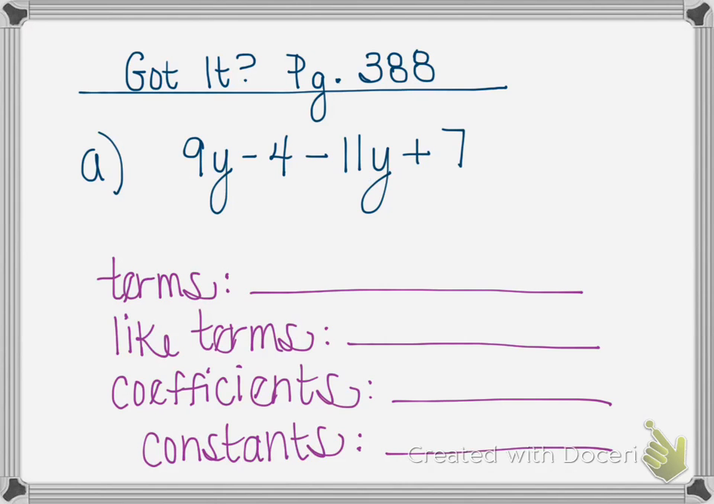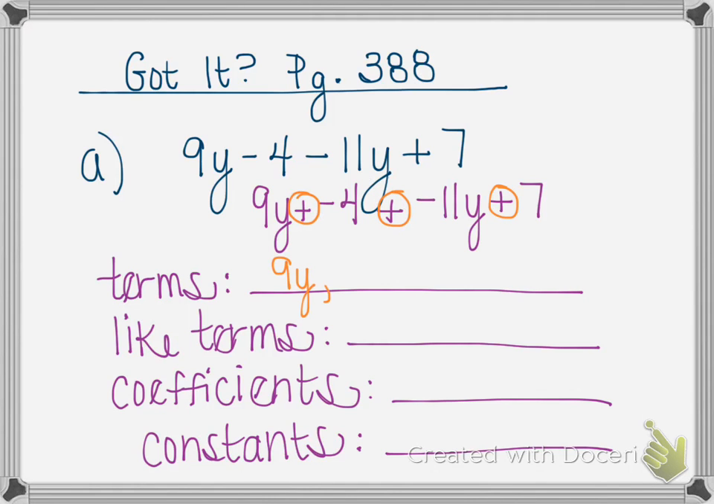So the first step you want to do is you want to rewrite the subtraction. Go ahead and do that now. So when you rewrite the subtraction here, you're going to have 9y plus negative 4 plus negative 11y plus 7. The next thing they want you to do is they want you to find the terms. So the terms are separated by the addition signs. So 9y is the first term, negative 4 is the second term, negative 11y is the third term, and 7 is the last term.